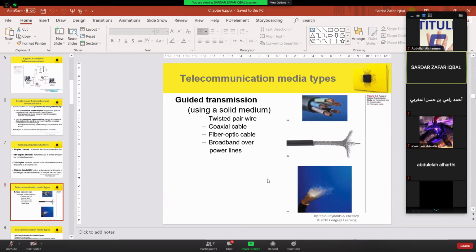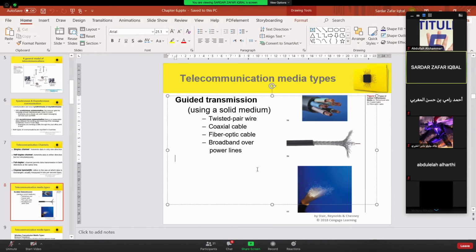Now the telecommunication media types. So how are these signals passing through a medium? We'll talk about the telecommunication medium in the first slide. How will computers be connected, how will the data be broadcast or transmitted through these connections? So, guided transmission uses a solid medium. It means the wire that we are using, and there are different types of wire. The first one is twisted pair wire. You can see the wires are twisted with each other.